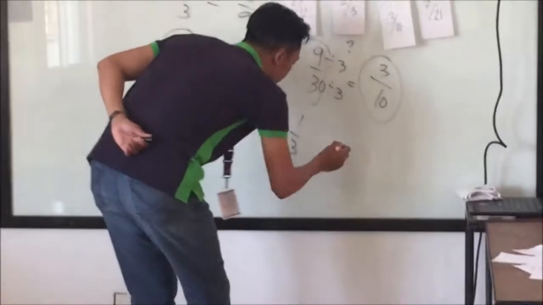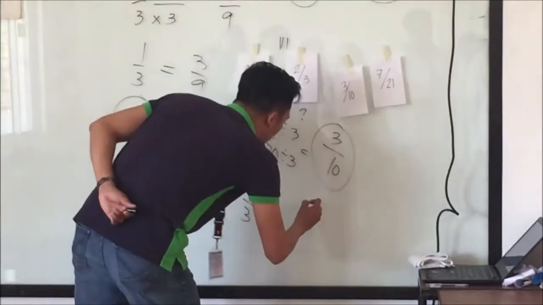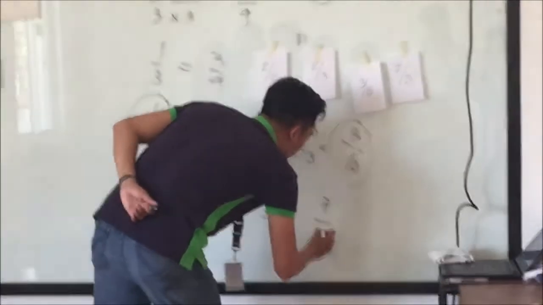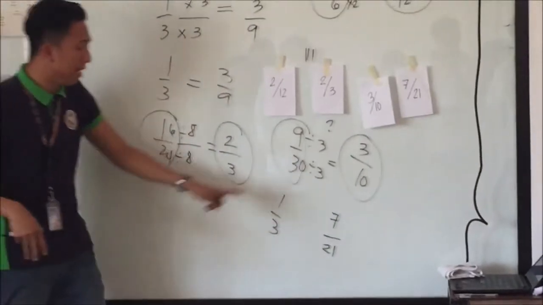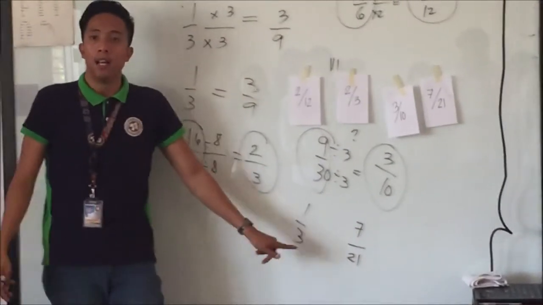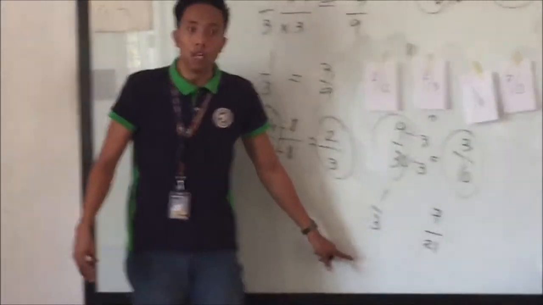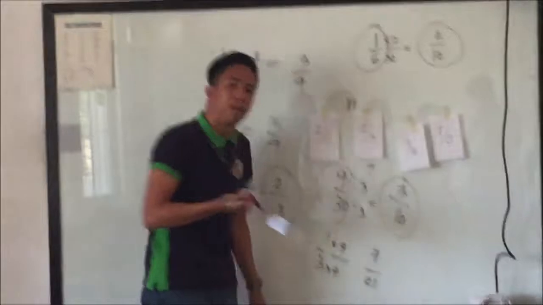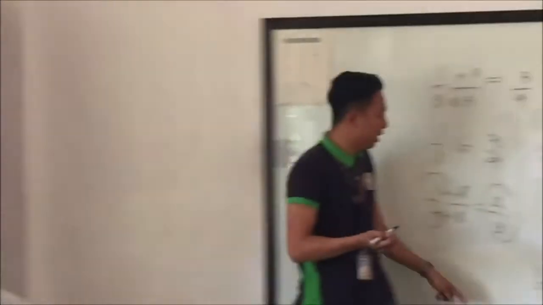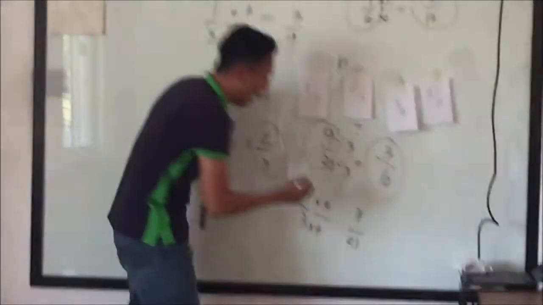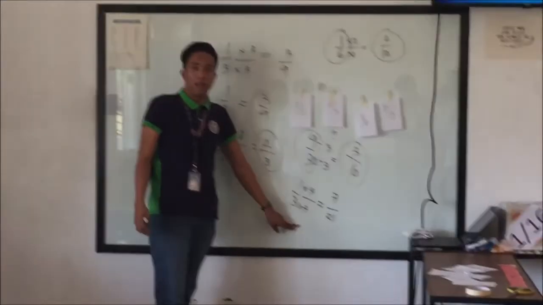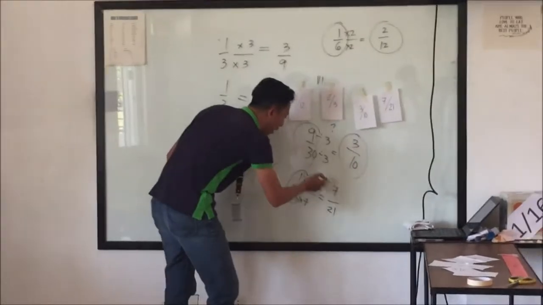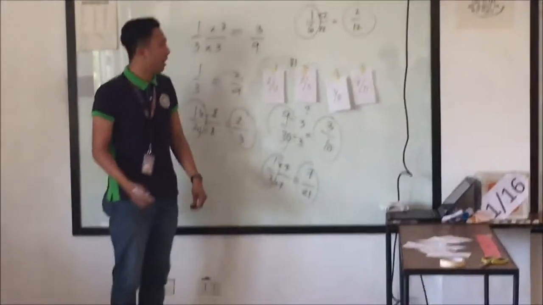1/3 is equivalent to 7 over 21. So if this is bigger than this one, we use multiplication. So what will be the number we will multiply to both parts of our fraction? Okay, so 1 multiplied by 7 is 7. 3 multiplied by 7 is 21. Therefore, they are equivalent. Another 1 point for the group.